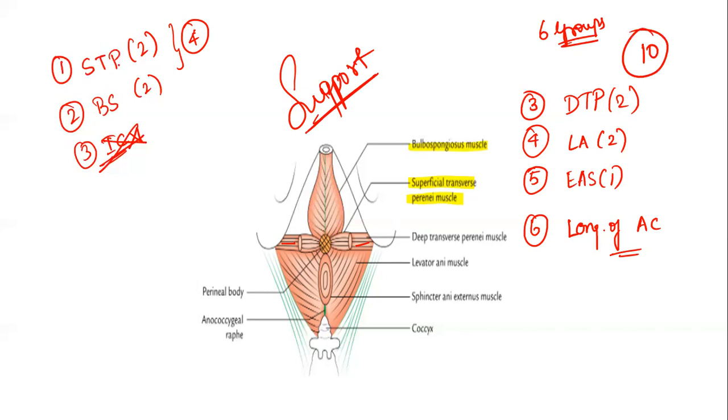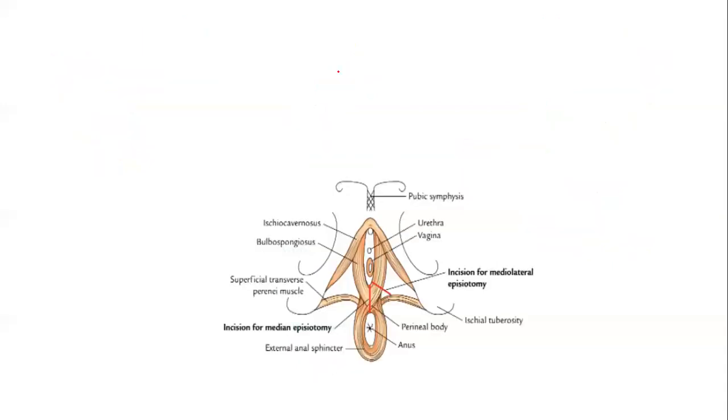So I've got 2 superficial transverse perineae, 2 bulbospongiosus muscles. These are the group of superficial muscles, right? And deep muscles, yes, you will be having 2 deep transverse perineae, 2 levator ani muscles, 1 external anal sphincter, and you will be having the longitudinal muscle of the anal canal, right? Very good. Now, what are the clinicals?